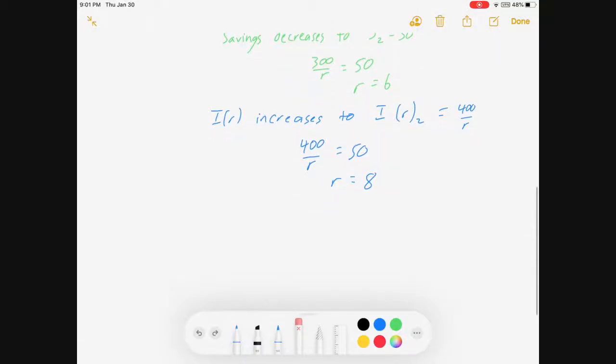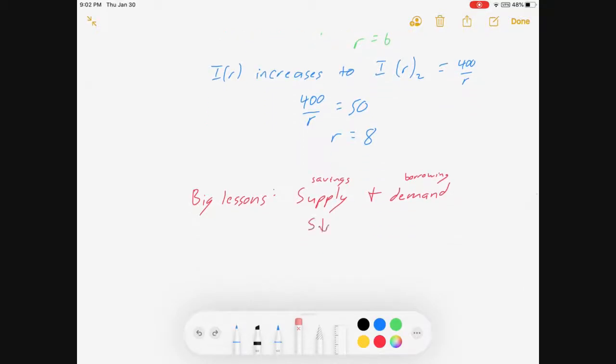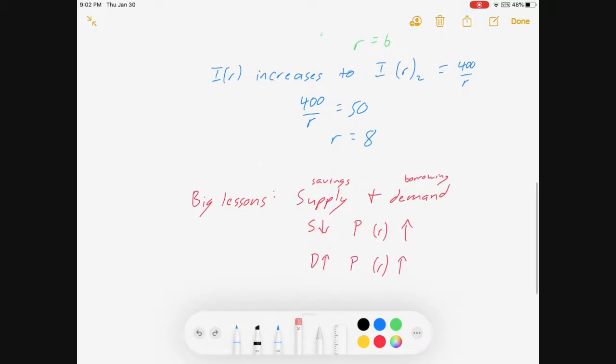Okay, so we can do lots of this stuff. It's pretty straightforward. So let me just say a couple of the big lessons. There's a supply curve. It's made up of people's savings. These are the people who want to lend money. And there's a demand curve. It's borrowing. These are the people who want to invest and build some capital. All the laws of supply and demand fit. So if supply falls, you're going to see your price, your equilibrium price, also known as your interest rate, it's going to rise. If your demand rises, you're going to see your equilibrium price, which is your interest rate, it will also rise. And there's a lot more combinations of that.